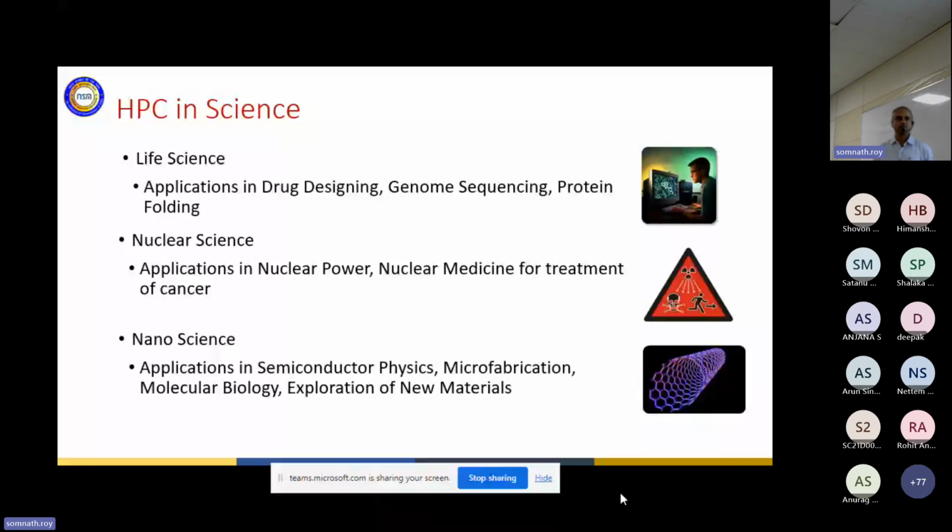Similarly, in nuclear science, one use is nuclear power and design of reactors, but another important use is using the right amount of dosage of the appropriate isotope for treating cancer.